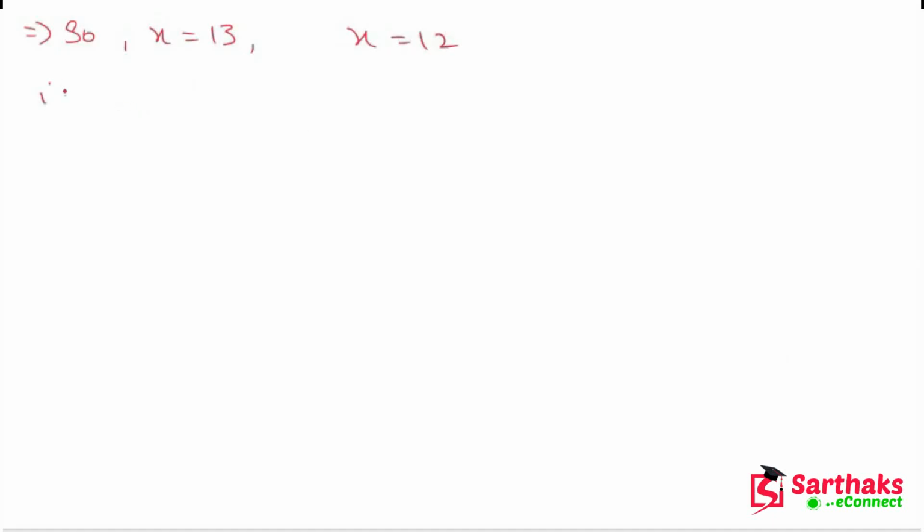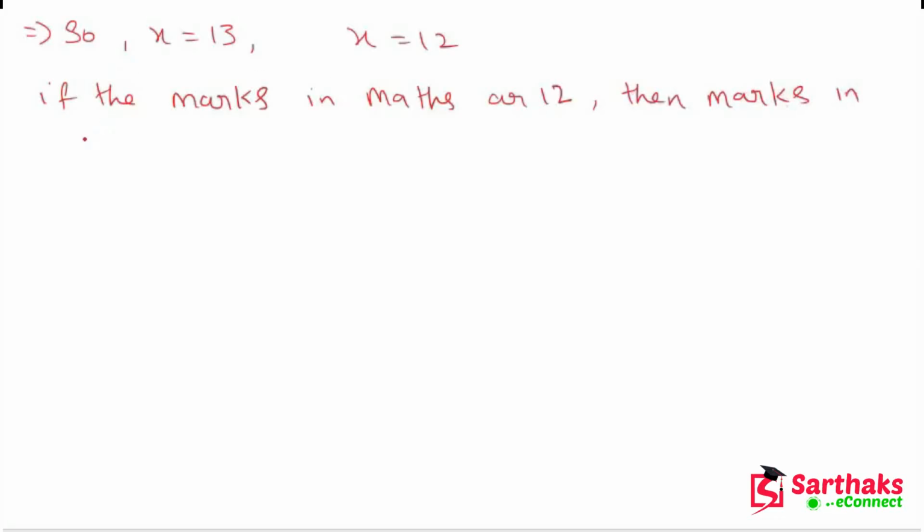Okay, so if the marks in mathematics are 12, then the marks in English will be, what? 30 minus 12, which is equal to 18.